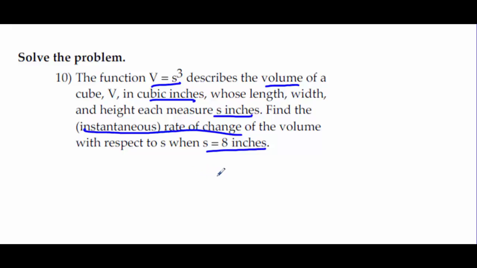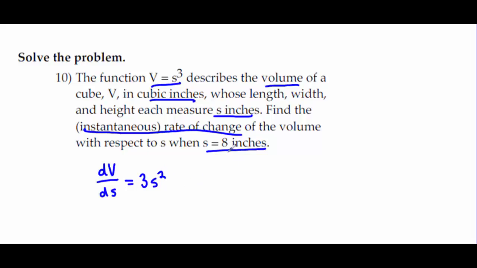Instantaneous rate of change means the derivative. And so I'm going to take the derivative of v equals s cubed. Normally when we take the derivative, if we use a fraction, we put dy over dx, but I don't have a y and an x, so this is going to be dv over ds, because this is the derivative of the volume with respect to s. So the derivative of s cubed is 3s squared.